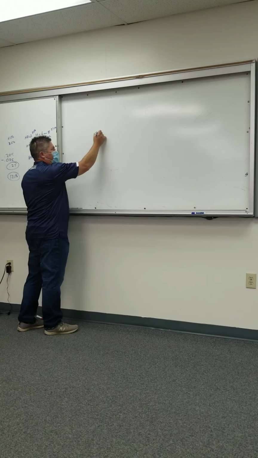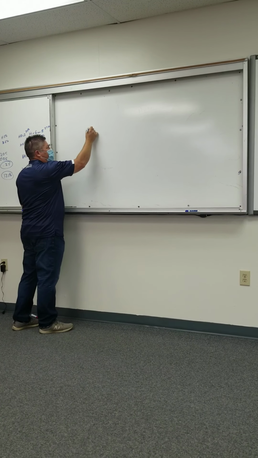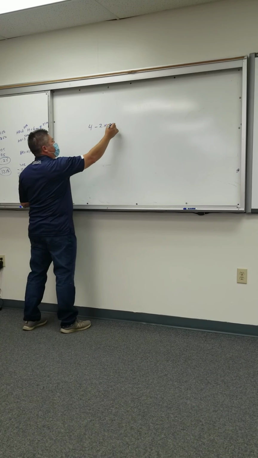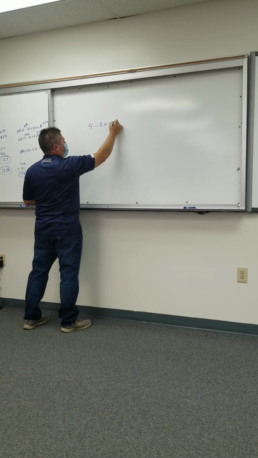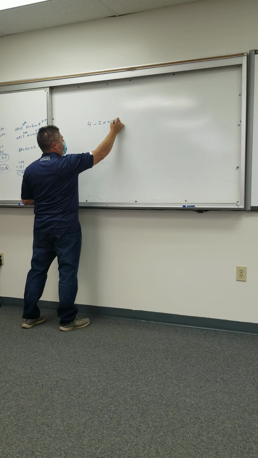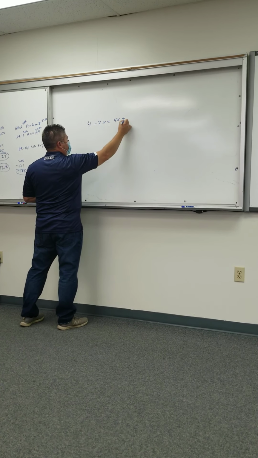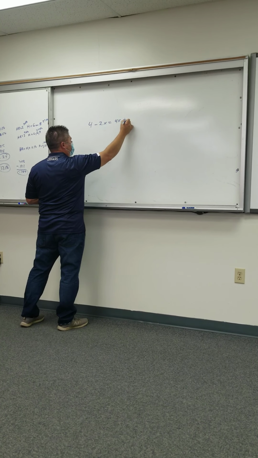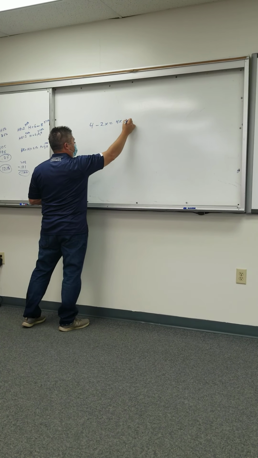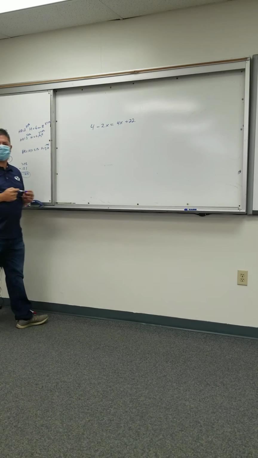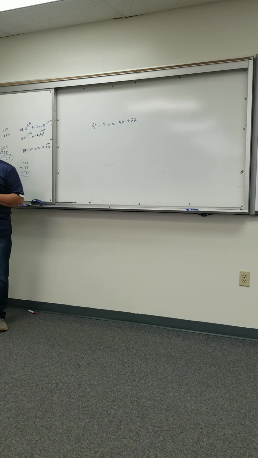So let's say we had 4 minus 2x equals 4x plus 22. Okay. Let's say this was the equation.